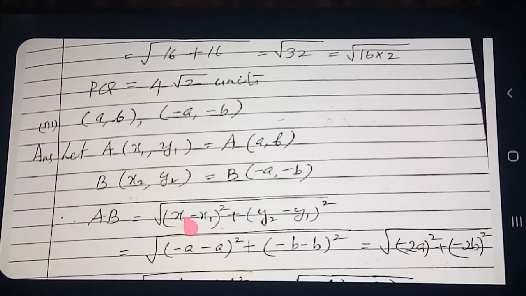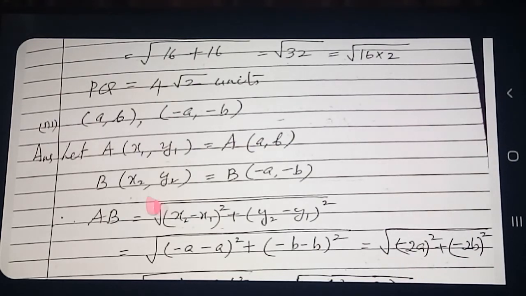Now, what is x2? Minus a, minus, here the middle sign is already minus. And what is the value of x1? A, the whole square. Please don't make any mistake with the minus. Now y2, what is y2? Minus b. The middle sign is already minus. Then what is y1? B, the whole square. So minus a minus a, what will come? Minus 2a the whole square. Here also minus b minus b, what will come? Minus 2b the whole square.